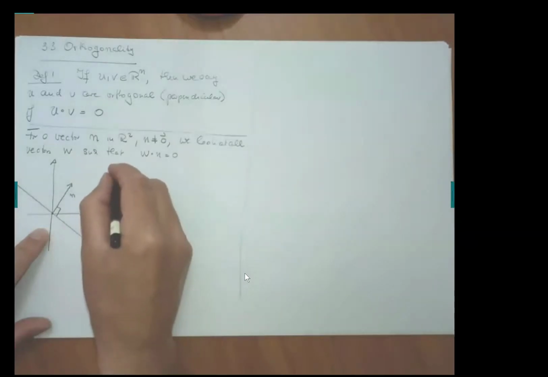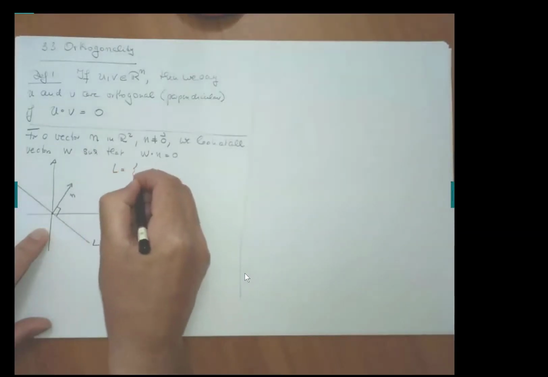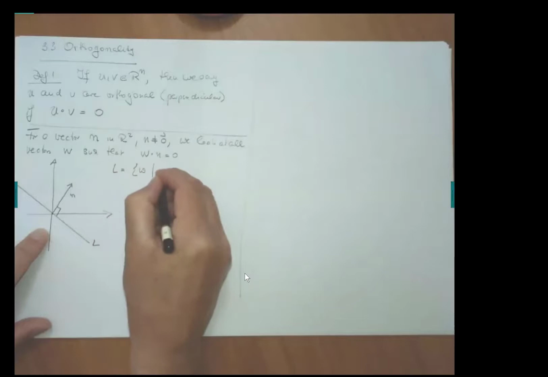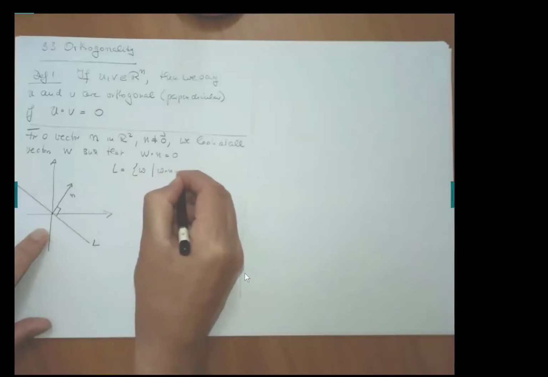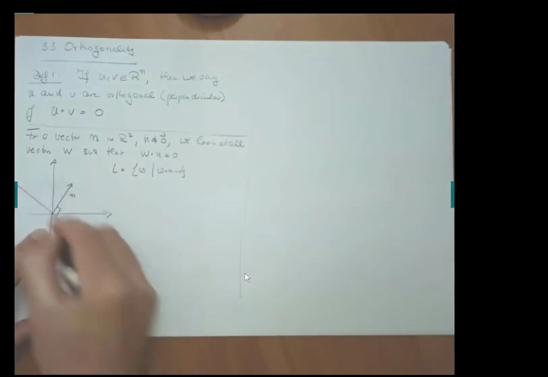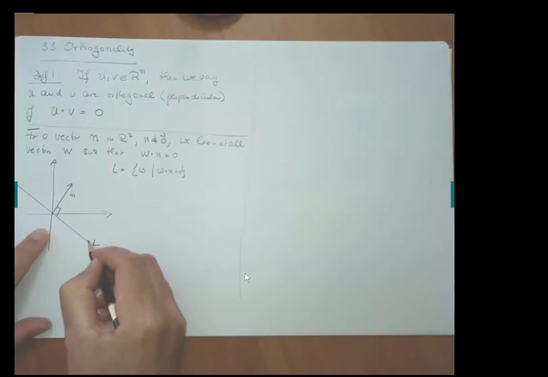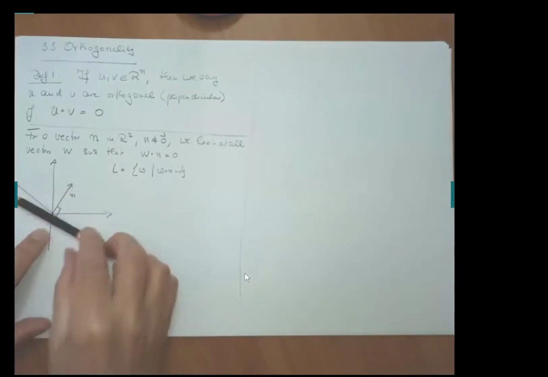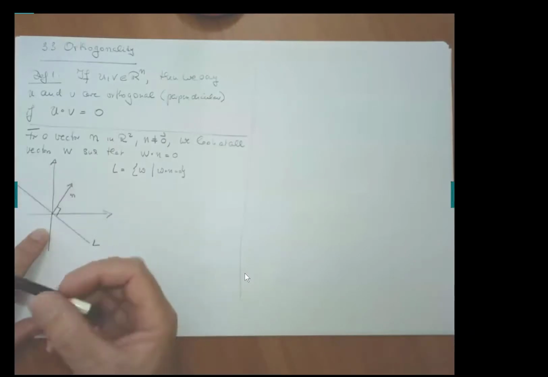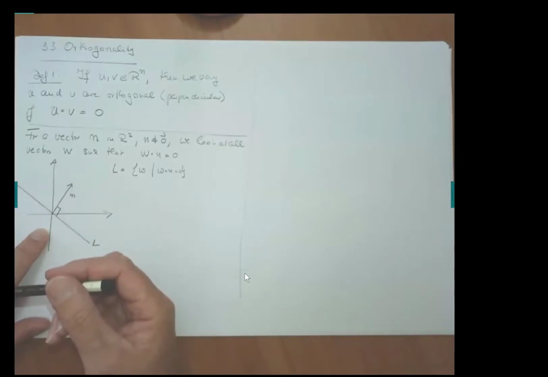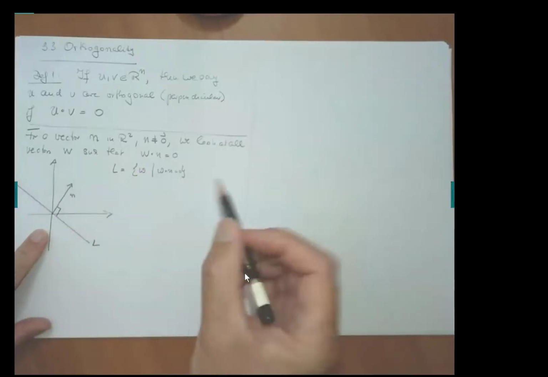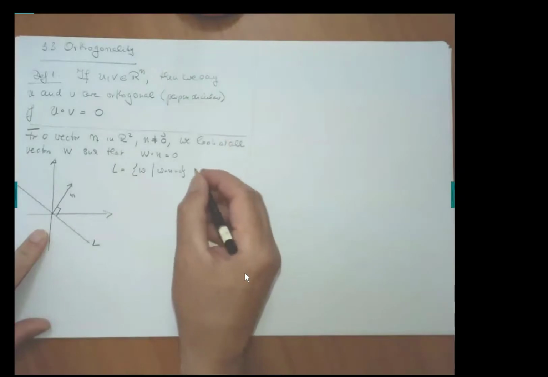So if I look at all vectors W such that W times n is 0, then the result is actually a line through the origin perpendicular to n. Okay, and I like to call this star.